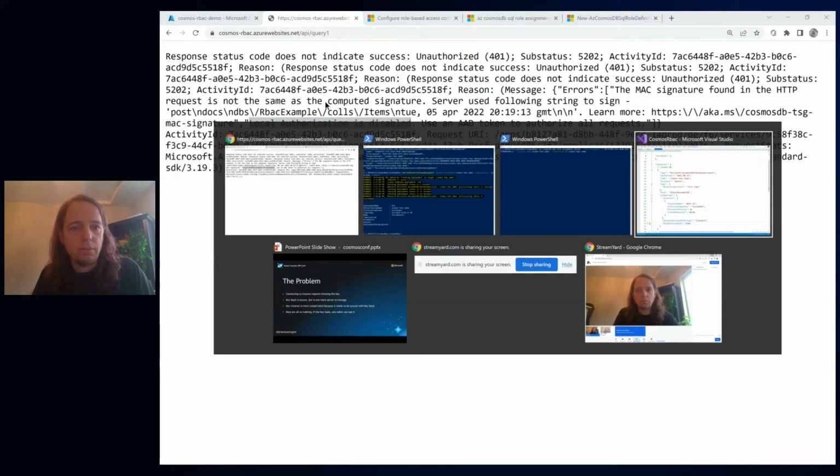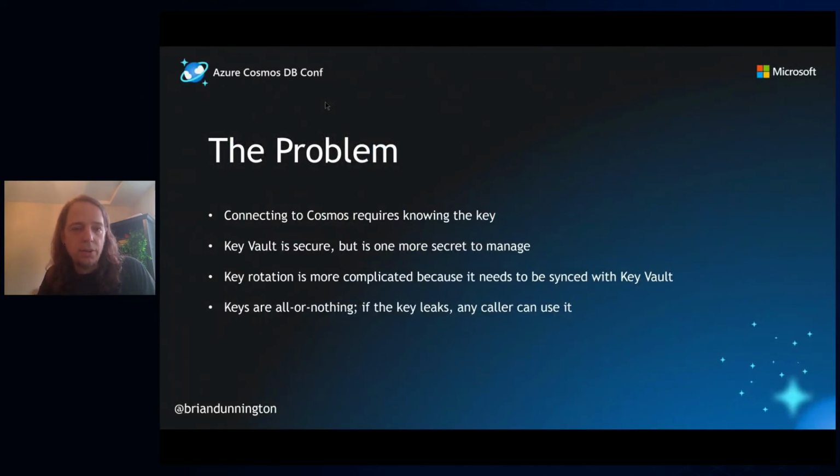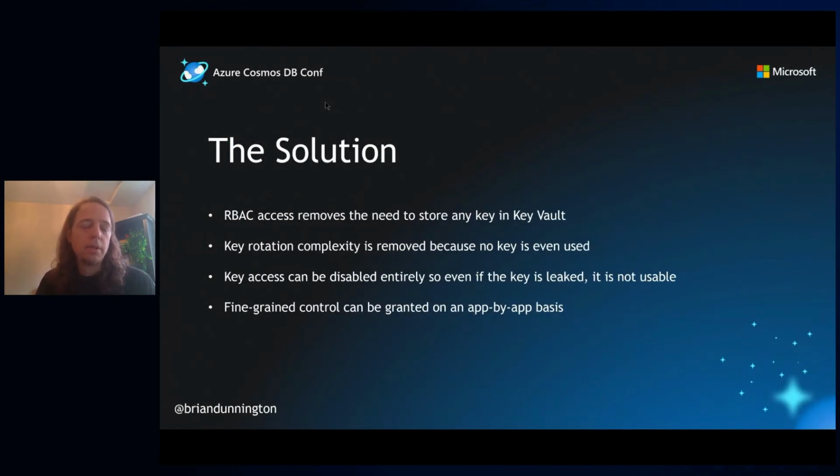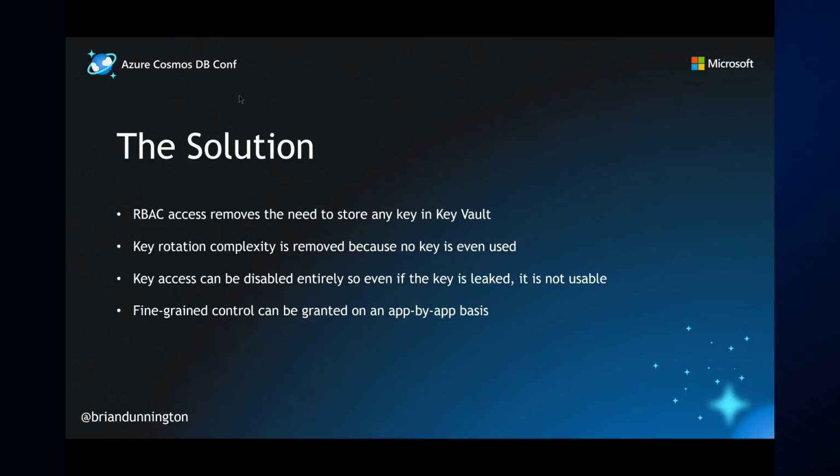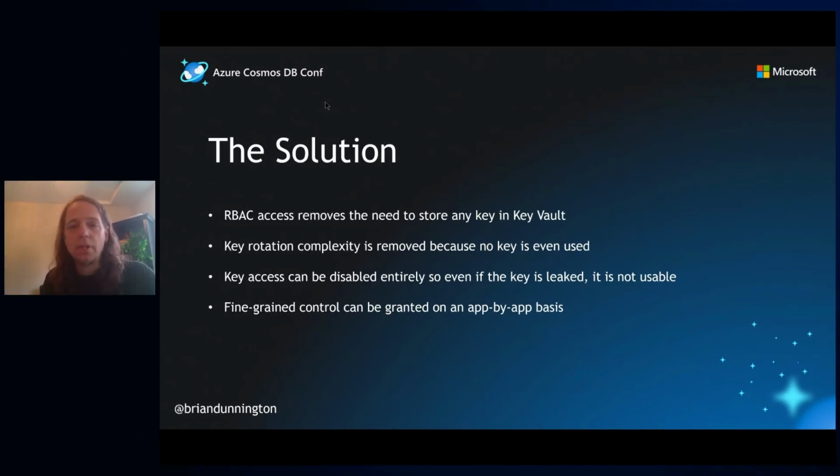So let's talk about where that brings us. So we talked about why using a key might be problematic. And now we can talk about why using keyless might be better. So you don't need to store your key in Key Vault or in your app settings at all anymore. So it's one less secret to manage. That key rotation complexity is not only easier, it's completely removed. There's no key to even rotate, so you don't have to even worry about it. And like we saw, you can disable key access entirely so that even if your key did leak and some attacker got it, it's useless to them because you're not even allowing access via key at all anyway, only via role-based access.